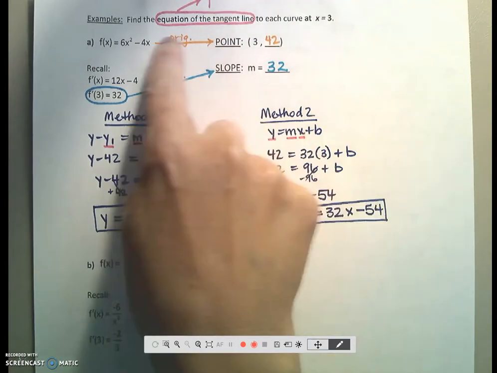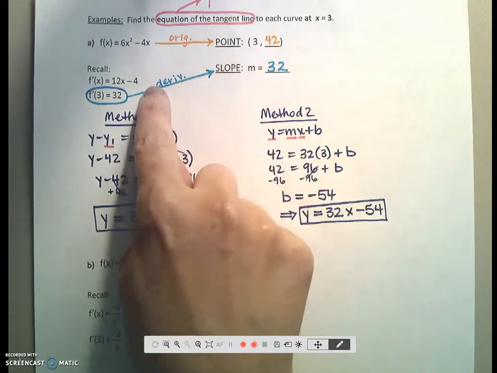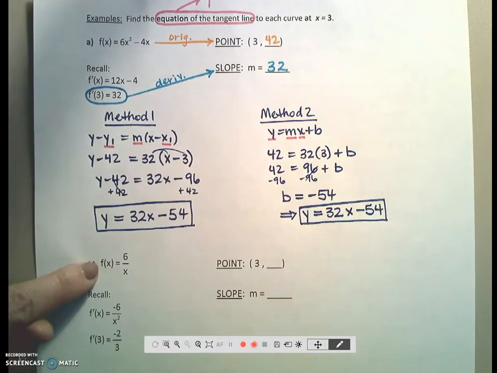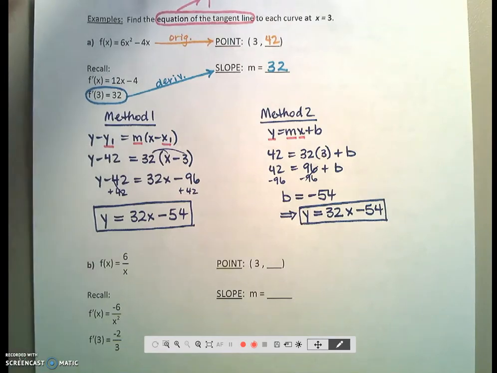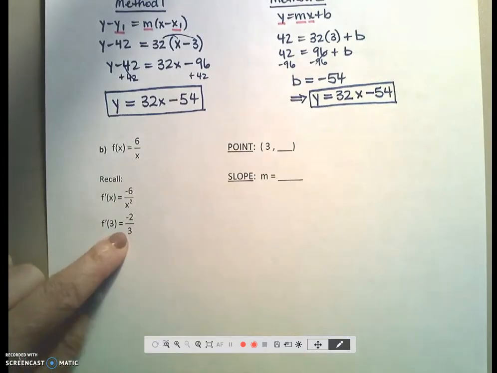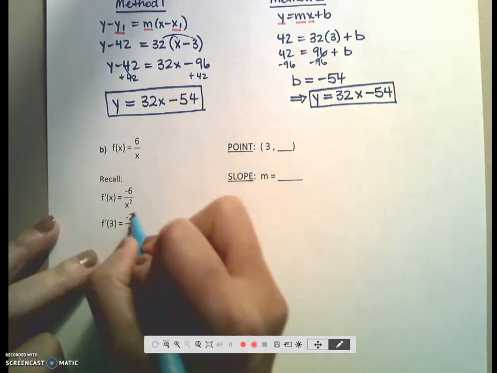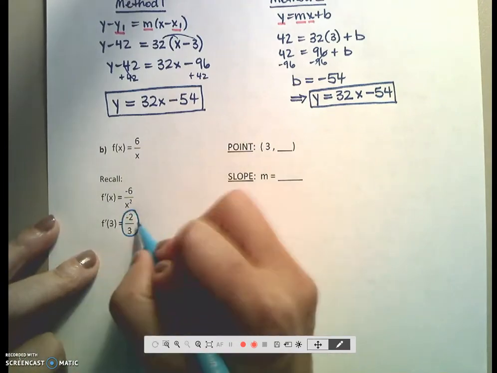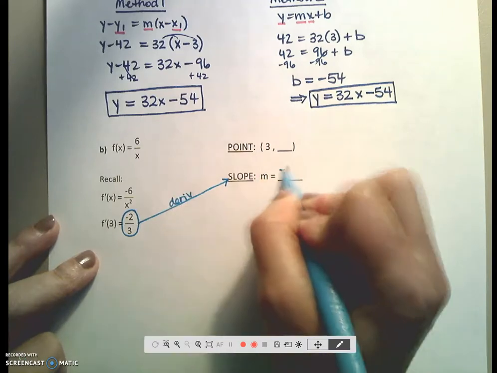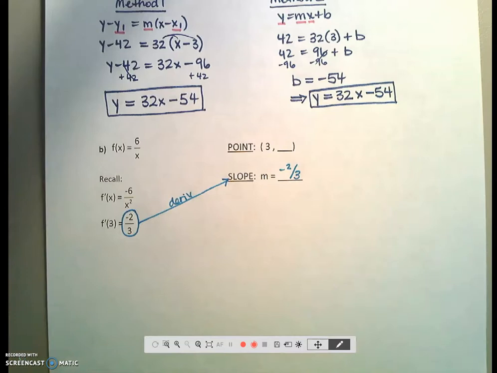So the point comes from the original function. The slope comes from the derivative. All right. Now, we then did the derivative of 6 over x. That was the rational one with all the common denominators that we had to do. And if you'll recall, this is what we got for the slope. It was negative 2/3. So we know that this is the slope that comes from the derivative. So negative 2/3, that's our slope.